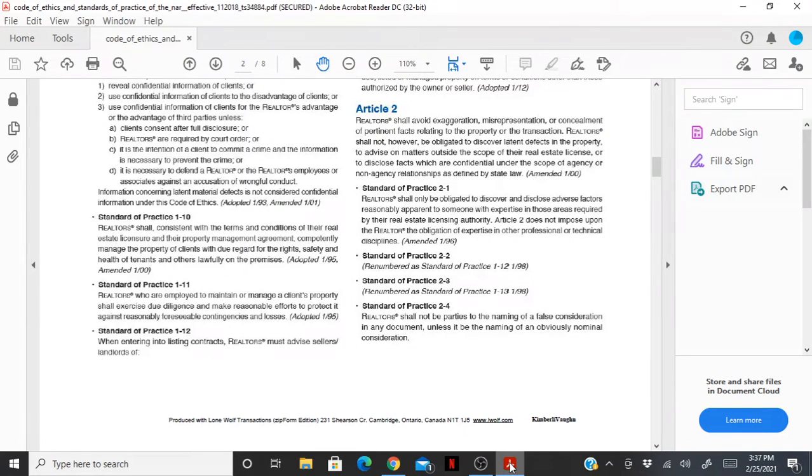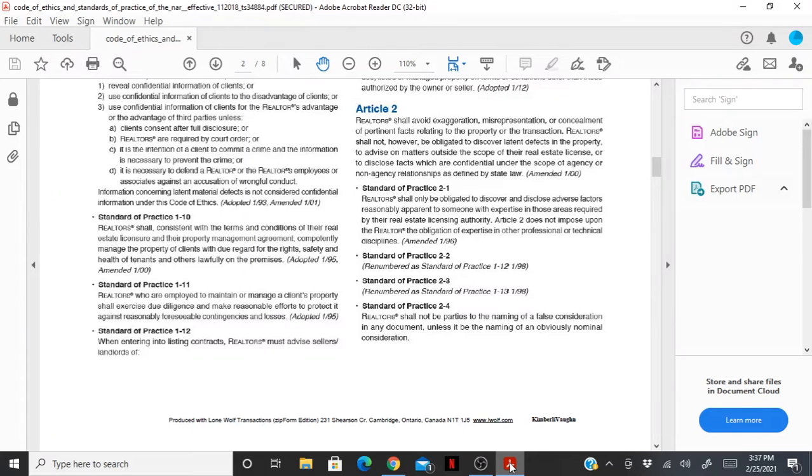We are on Article 2, and just as a reminder, the National Association of Realtors has a Code of Ethics that we all have to abide by, whether we want to or not, whether we realize it or not. And there are 17 articles, and underneath each article, there are a certain amount of standard best practices.